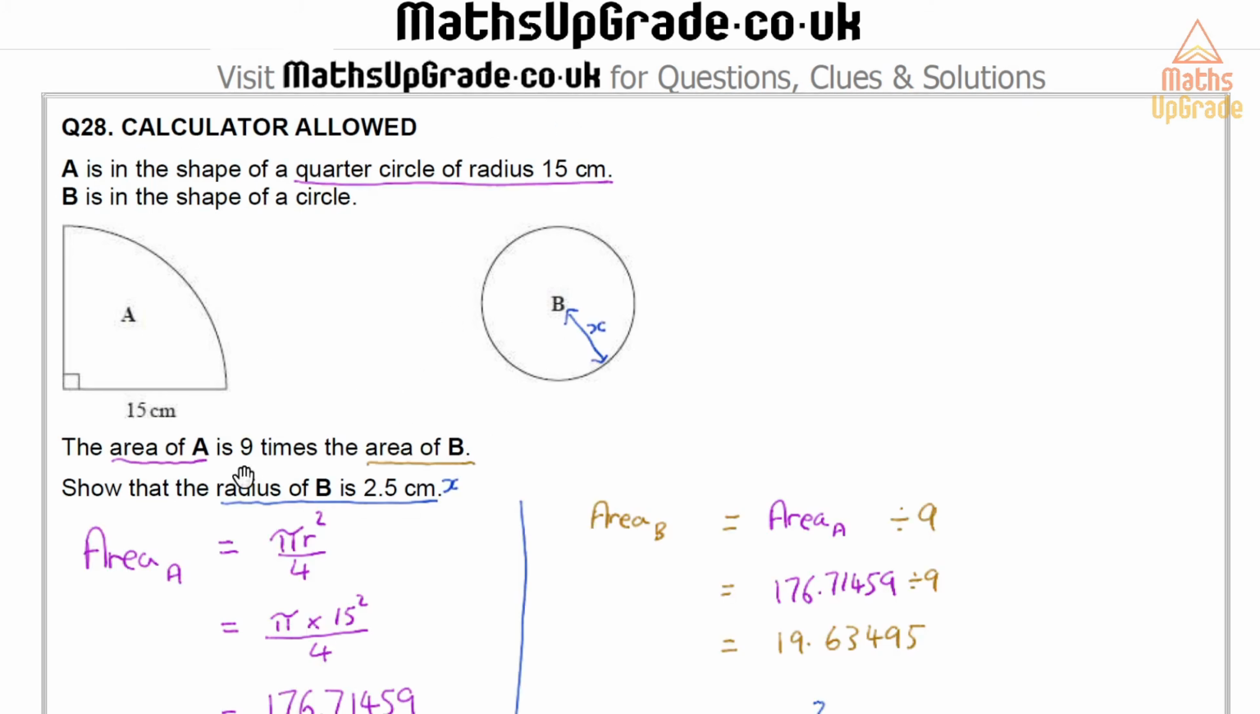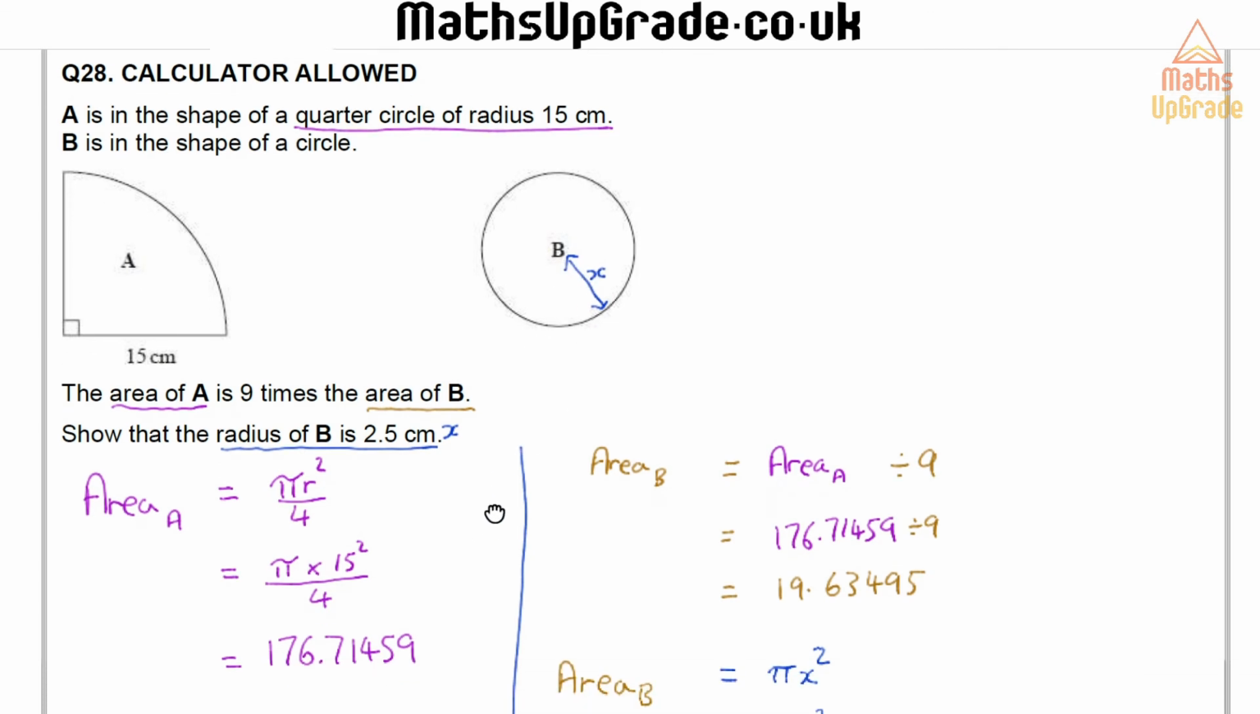So I've underlined the key information here. I'm also using just a letter for the radius of B. So I'm using the letter X. I'm not using the letter R because that might confuse us with the radius of A here. I'm just using the letter X. Okay, so that's what I need to work out.